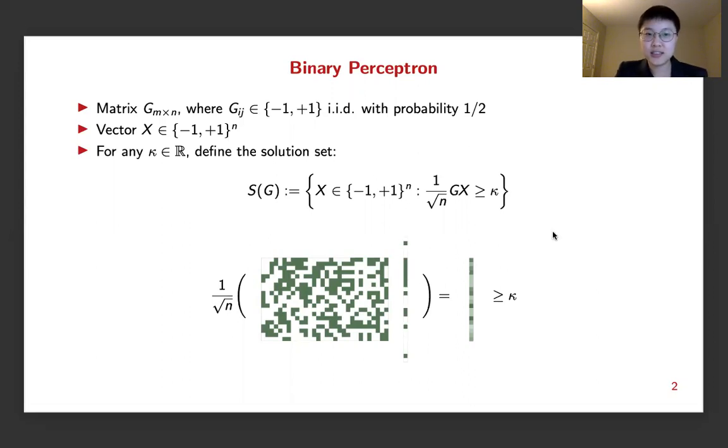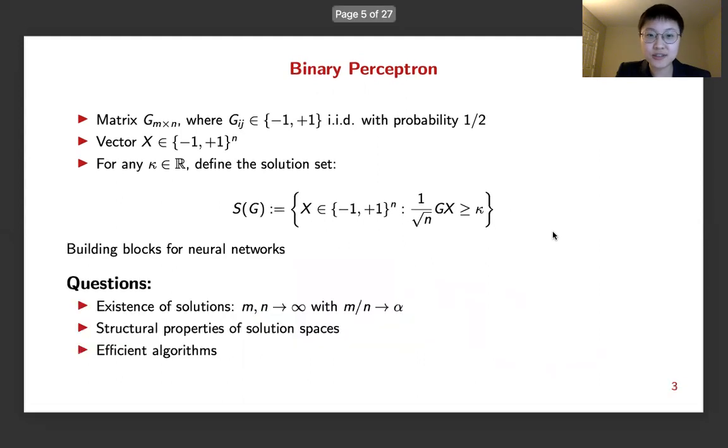So this is the model, and the reason that people consider such a perceptron model is because perceptrons are building blocks for neural networks, and it is actually the original motivation for considering such a model. And there are three main questions that we consider when talking about perceptron. The first is existence of solutions.